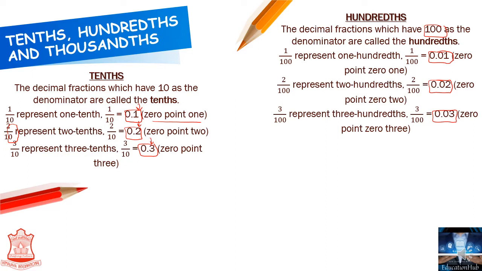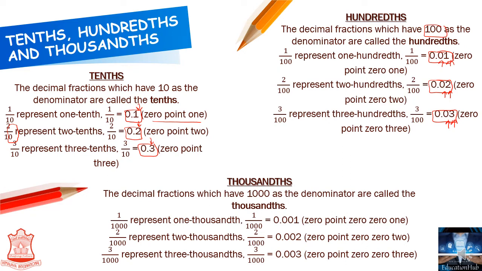If you have clearly noticed, after the decimal how many digits are coming? 1, 2, again 1, 2, again 1 and 2. That means the second place after the decimal is called the hundredths place. So when we have one digit after the decimal, it will be tens. When we have two places after the decimal, it will be hundredths. And similarly, when we have three places after the decimal, we have the thousandths place. The decimal fractions which have 1000 as the denominator are called the thousands.